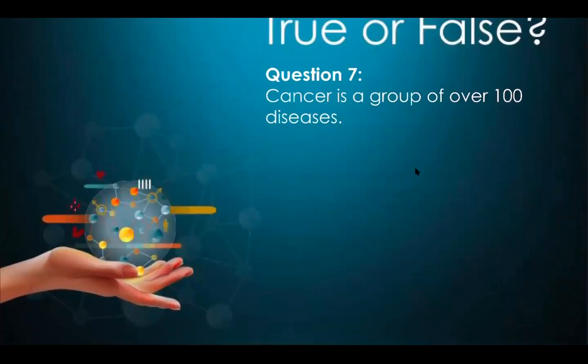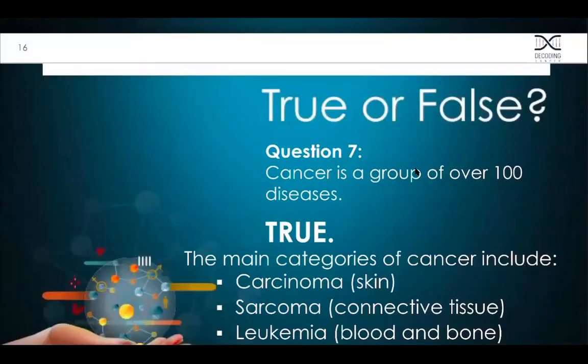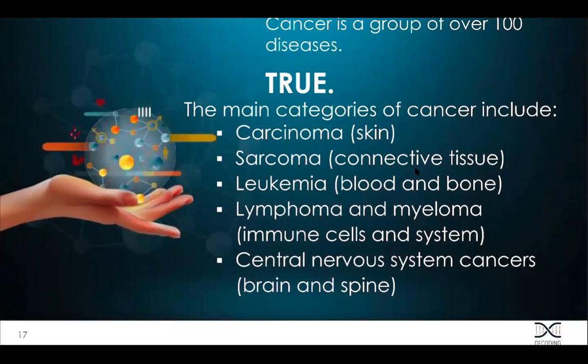Part 7 was cancer is a group of over 100 diseases. 85% of you, no, 78% of you said this was true, and that is the case. There are a bunch of different types of cancers, but the ones you'll hear about a lot are carcinomas, which is surface layer cancers, right? Skin cancer, that kind of thing.